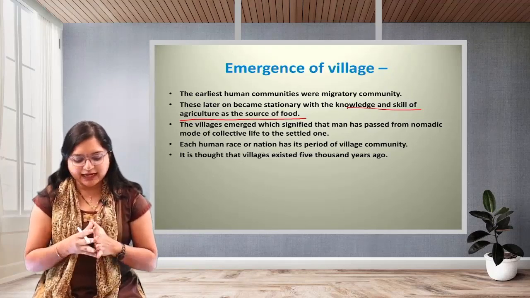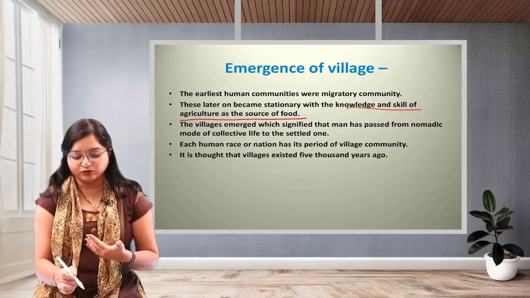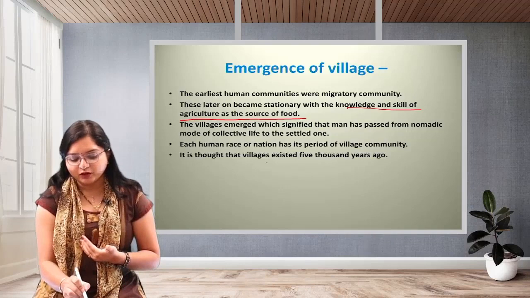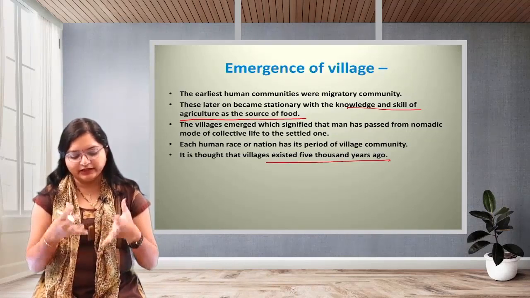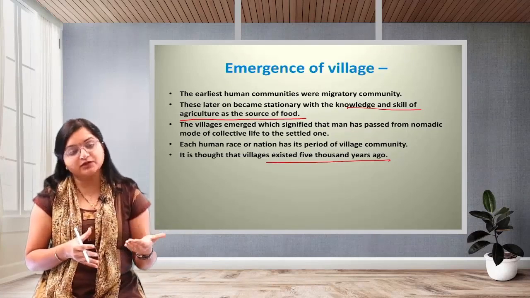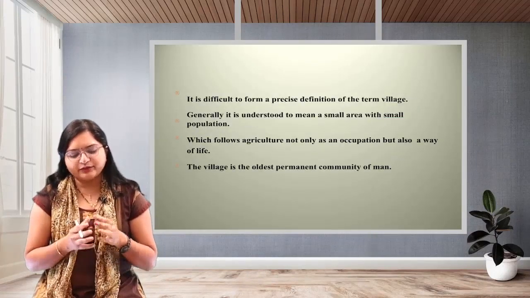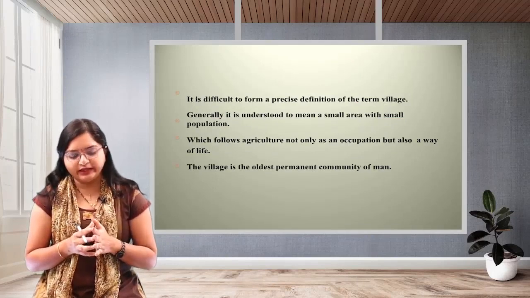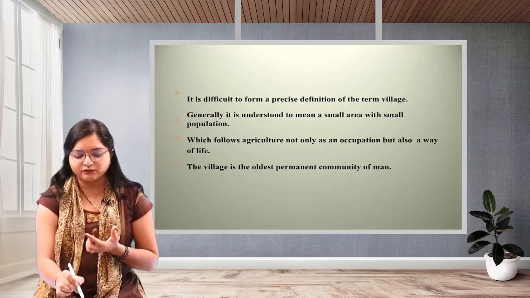It is thought that villages existed 5,000 years ago. So this is the emergence of the village community. We know that villages existed 5,000 years ago. It is difficult to form a precise definition of the term village. So we cannot have any clear and precise definition for the village.